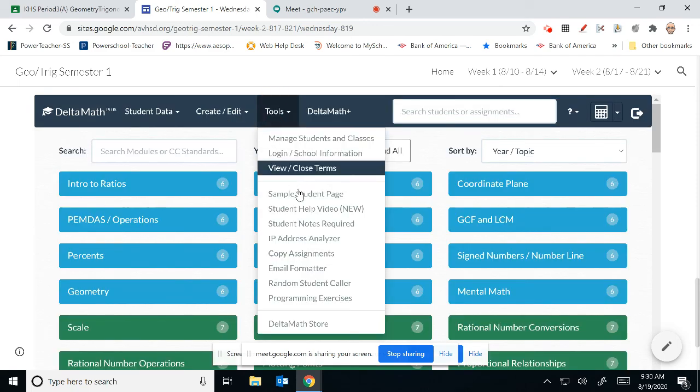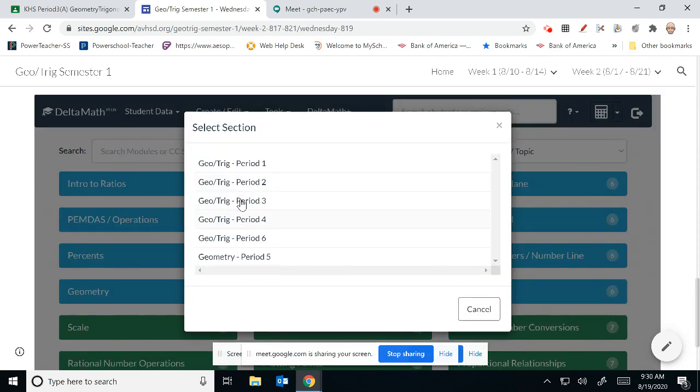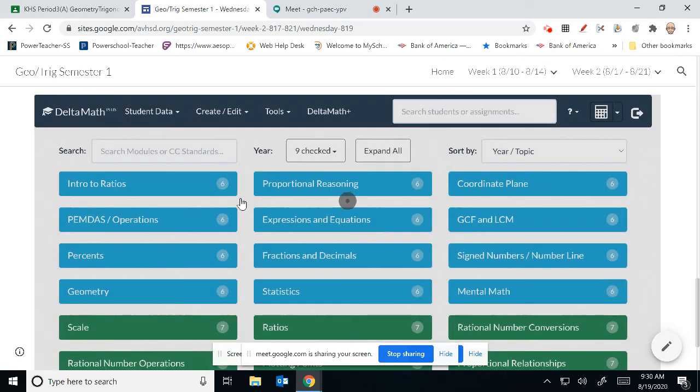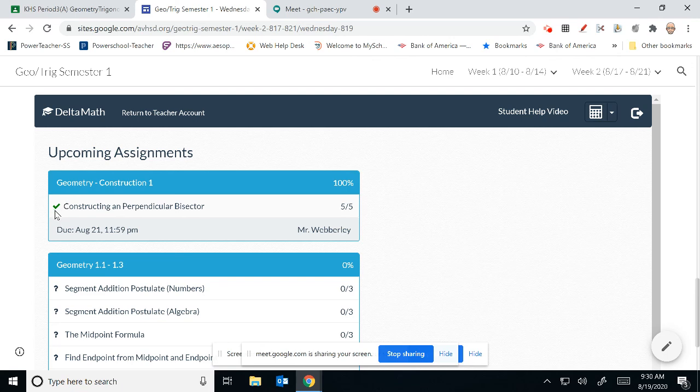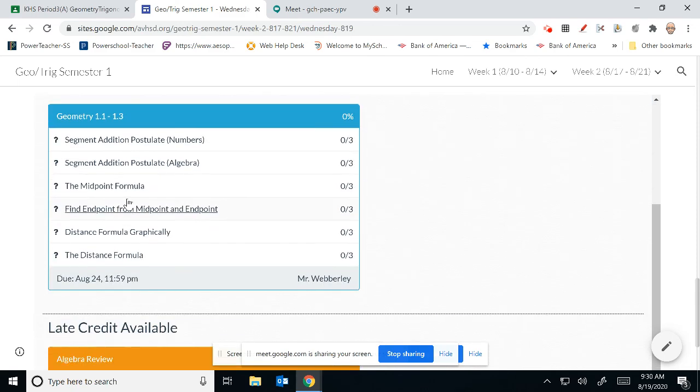I'm going to go to a student page for period 3. This is what my period 3 students should see. You should see a green check mark for this construction and 100%. If you don't see that, then pop in during office hours and I can help walk you through the rest of them if you didn't get that. So you should see the green check. You should see the new assignment. It says due the 24th, which is next week, Monday, but I might string it out to another day or two. Might give you till the 26th.